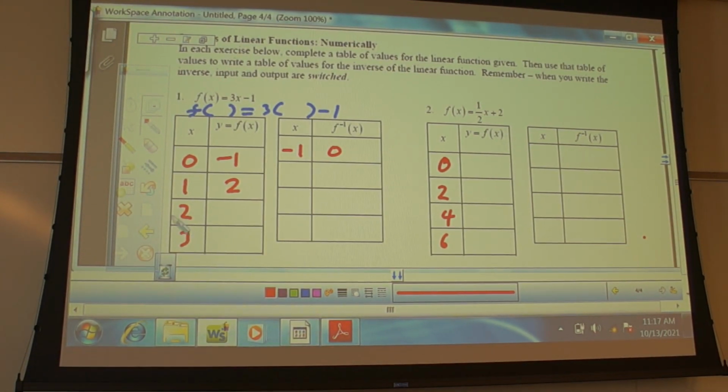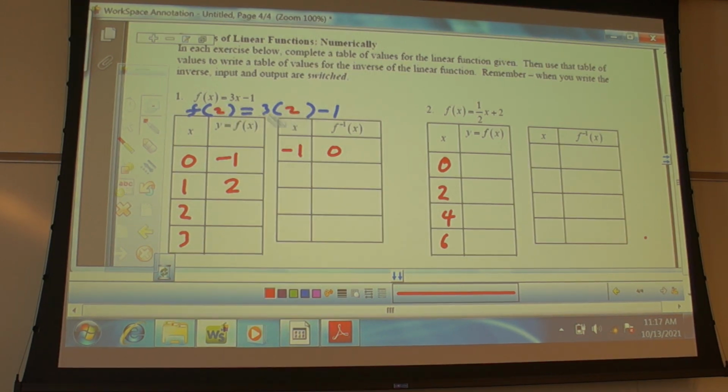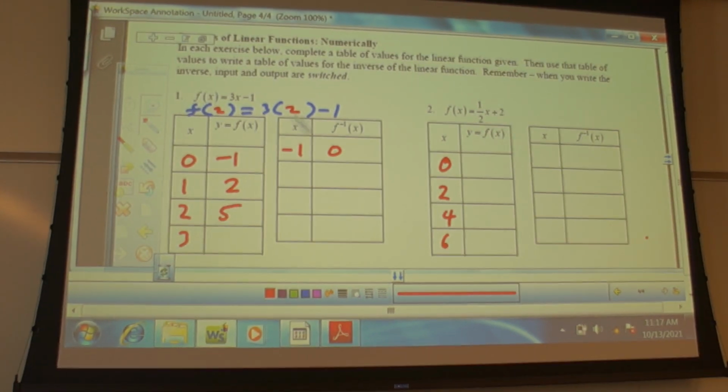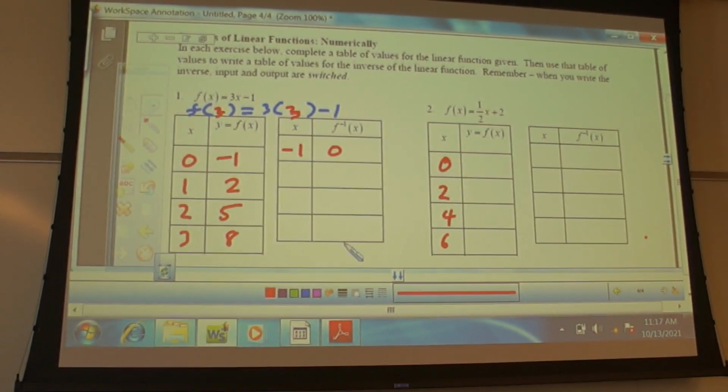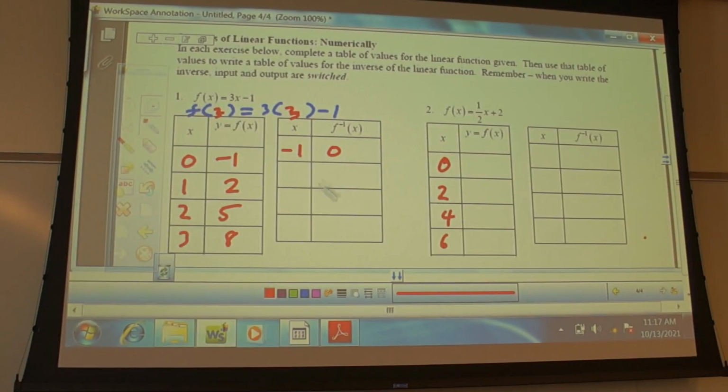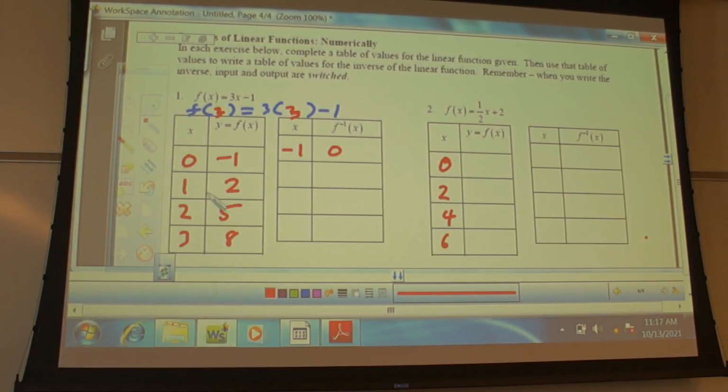All right, so here, if I put 2 in for x, 2 times 3, so remember we do multiplication first, that's 6 minus 1 is 5. If I put 3 in here, 3 times 3 is 9, minus 1 is 8. And then the inverse is just the x and y swapping places. So (1, 2) becomes (2, 1), (2, 5) becomes (5, 2), (3, 8) becomes (8, 3).